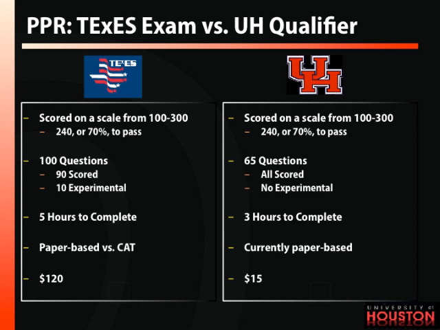You should know, however, that there are a couple of significant differences between the UH and state exams. The state exam consists of 100 questions, 10 of which are experimental, is administered over a 5-hour period, and costs $120 to take. Conversely, the UH qualifier consists of 65 scored questions, 0 of which are experimental, is administered over a 3-hour period, and costs $15 per attempt. While the questions on the UH qualifier are representative of questions you will see on the state exam, you should note that the state exam consists of 35 more questions and therefore will require more endurance on your part.